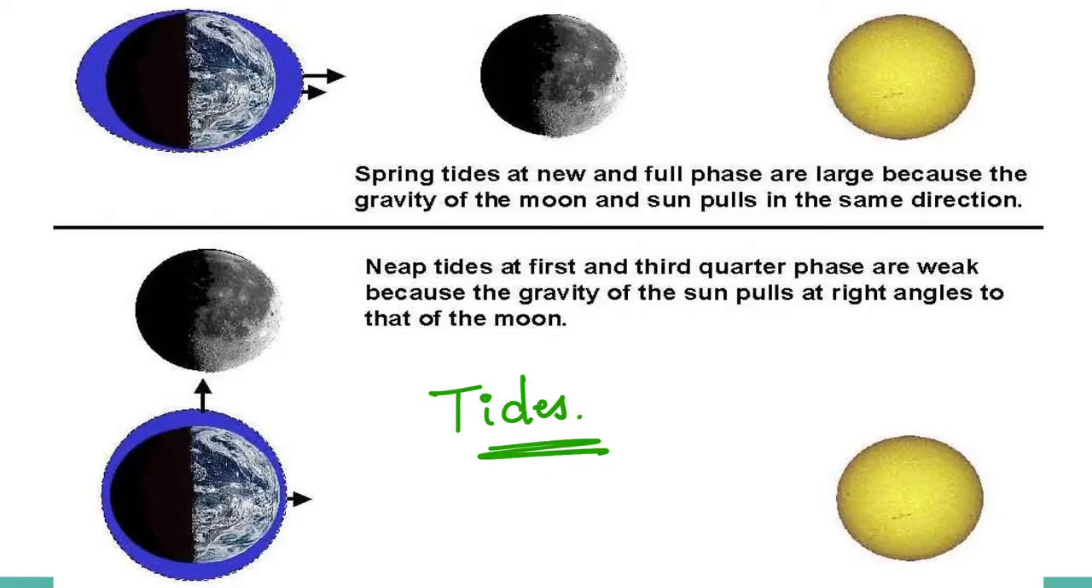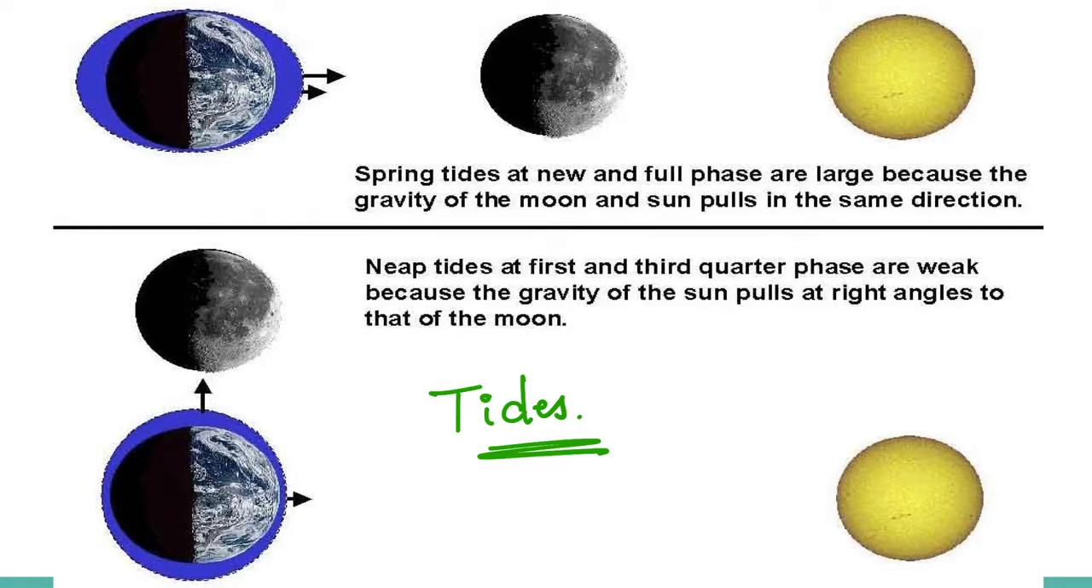Tides. The rhythmic rise and fall of ocean water twice in a day is called a tide, and we call it high tide when water covers much of the shore by rising to its highest level, and it is called low tide when water falls to its lowest level and recedes from the shore. The strong gravitational pull exerted by the sun and the moon on the earth's surface causes tides.